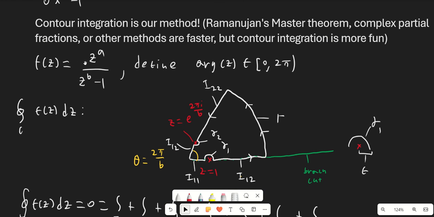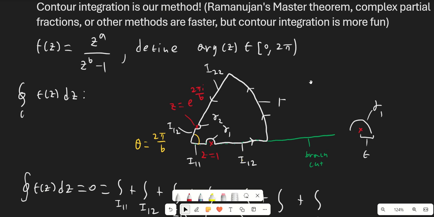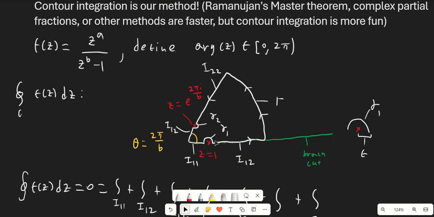So we're going to define our function f of z to be z to the a over z to the b minus 1, and we're defining the argument of z to be between 0 and 2 pi. So that means our branch cut is going to be right here on the positive real axis, but technically it's just below the positive real axis, so we can integrate on the positive real axis. And we're going to integrate over this contour here, which looks really nasty, but it's not actually that bad.